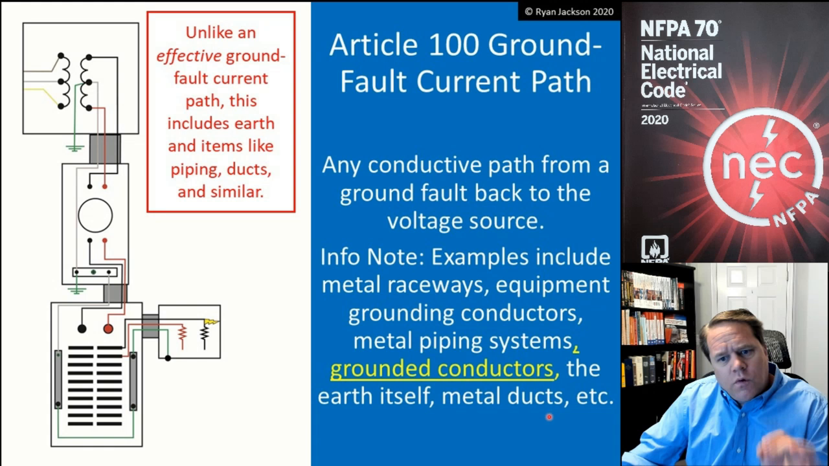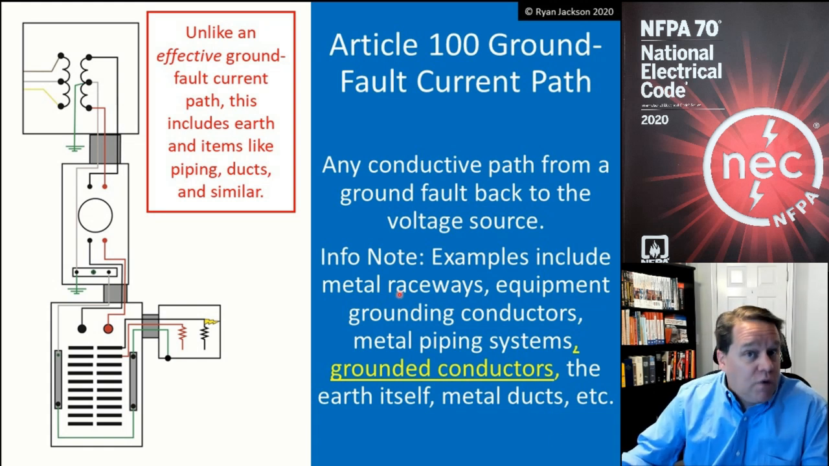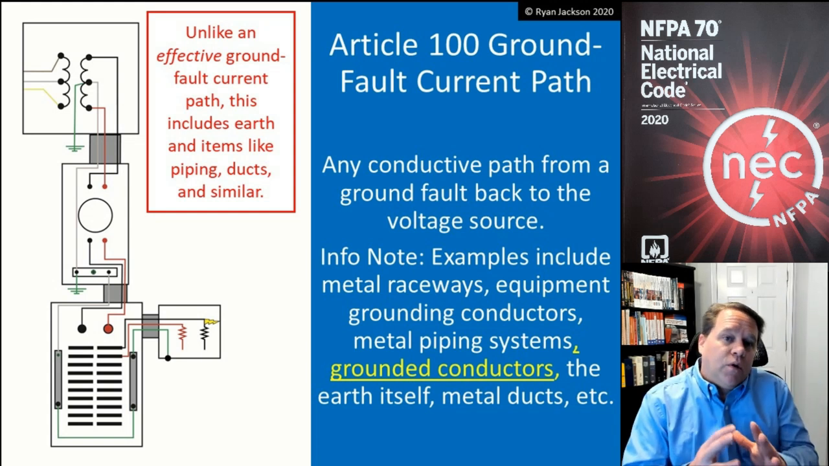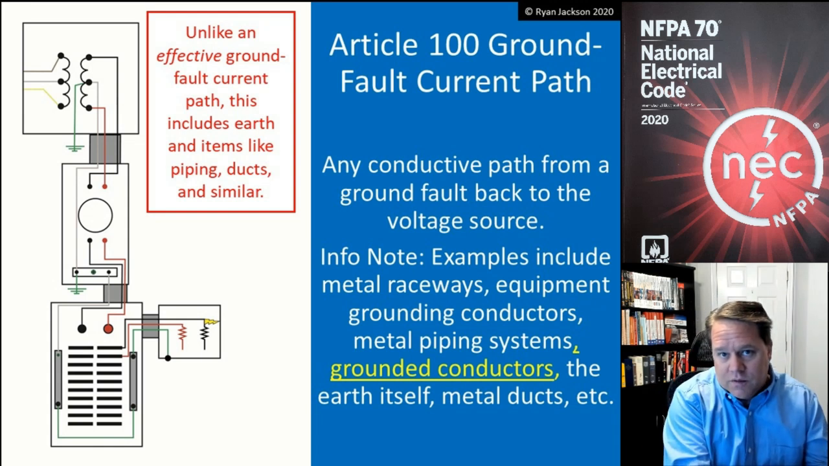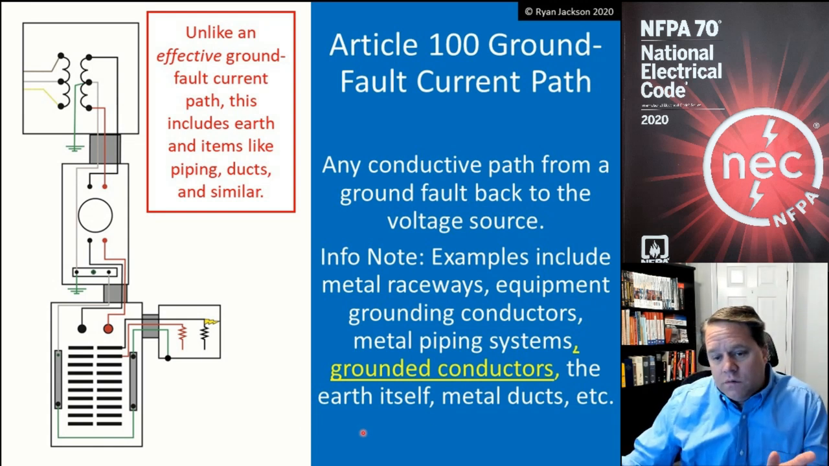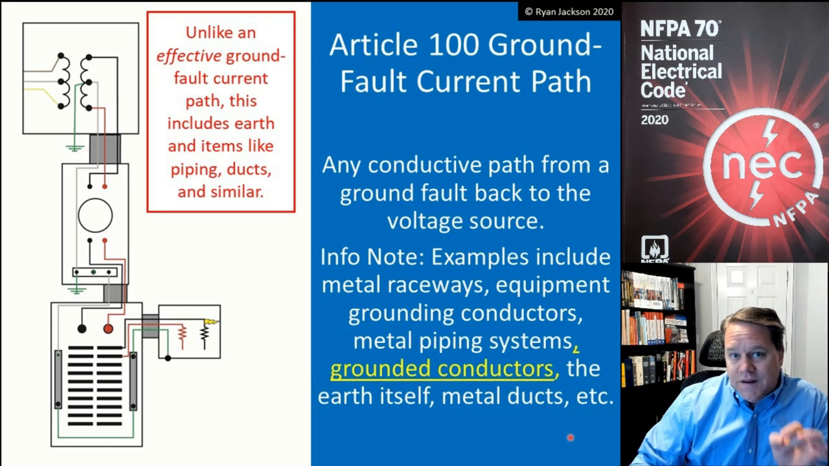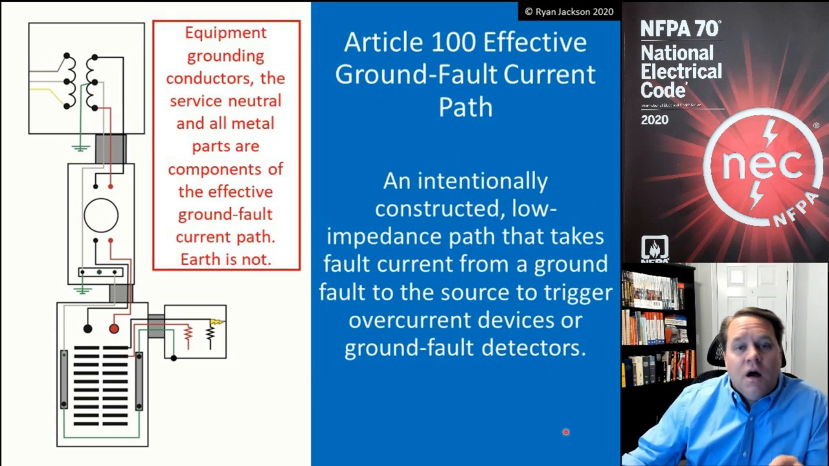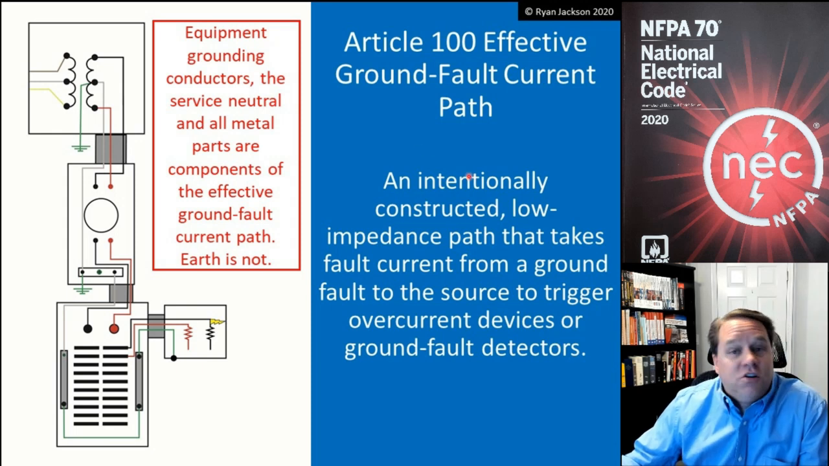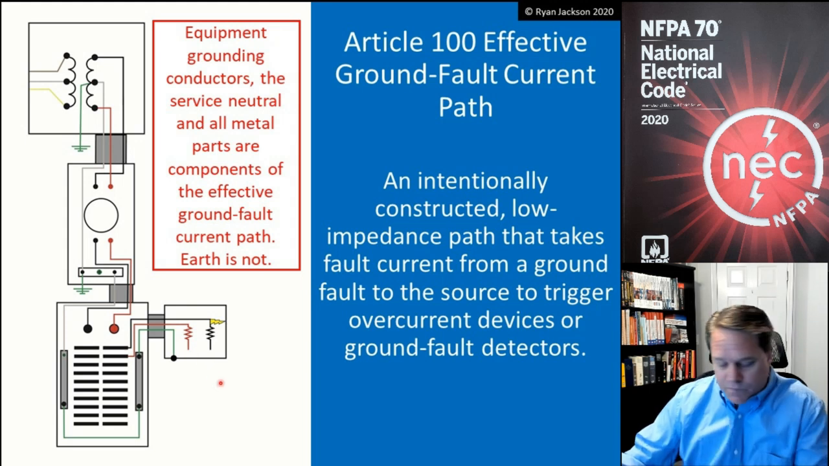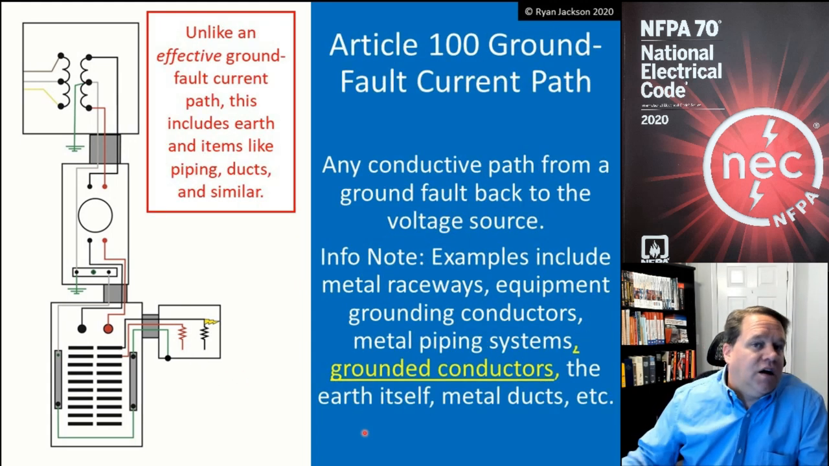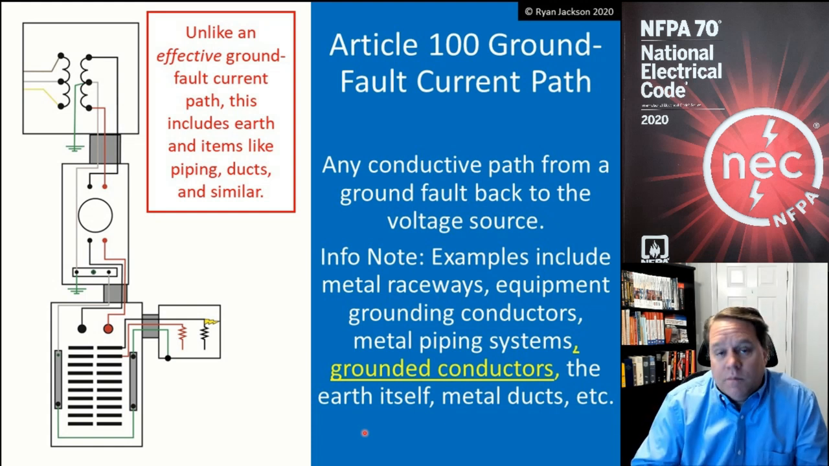Only parts of those would be part of an effective ground fault current path. Metal raceways, equipment grounding conductors, grounded conductors, those could all be components of an effective ground fault current path. But the earth itself, metal ducts, metal piping systems, those are not part of an effective ground fault current path, because remember, an effective ground fault current path is intentionally constructed for the purpose of taking the fault current back to the source. That's why we installed green wires. The earth itself is not intentionally constructed to carry fault current back to the source.